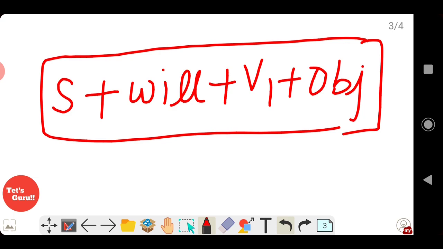So here I'm just going to bring some important examples. Please go through the examples, and there will be two languages. One is Hindi.